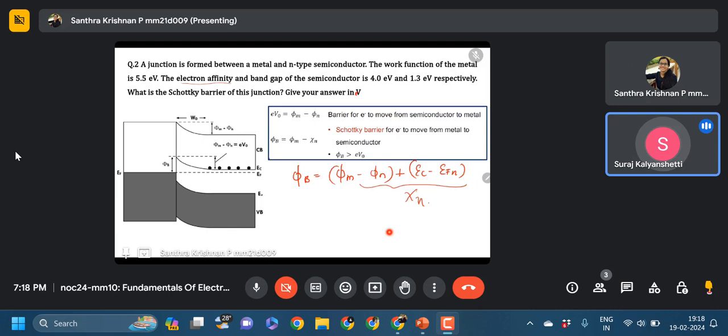I think we have to draw the band diagram correctly. Yes, all the time it will help. The whole crux is in drawing the correct band diagram. Okay, thanks. Next.